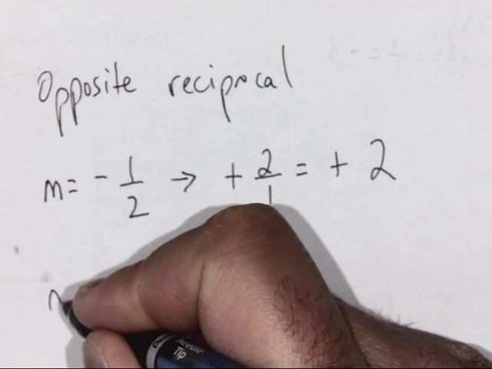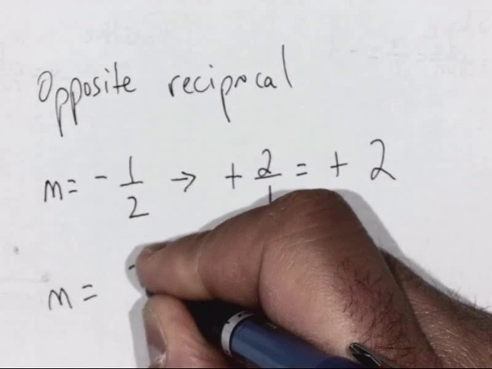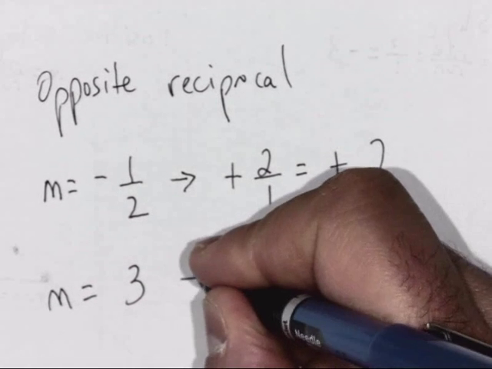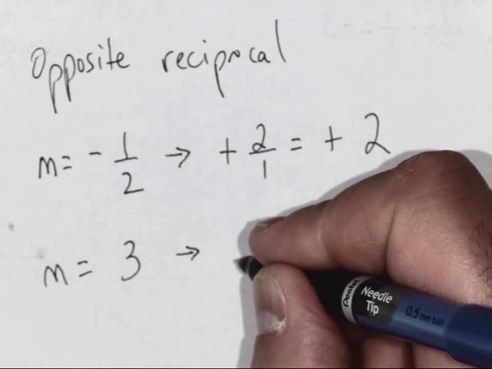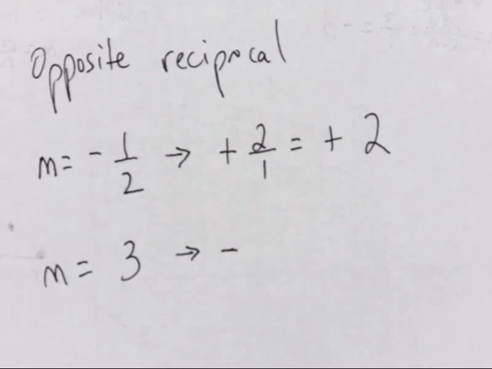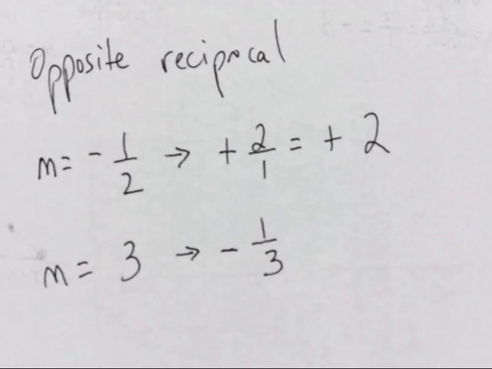Okay, let's just look at another example. Let's say I had a slope of 3. What would be the opposite reciprocal? Well, obviously it would have an opposite sign, so instead of positive it would be negative. And then of course I can write 3 as 3/1, so if I flip that I would get -1/3. So +3 and -1/3 are opposite reciprocals of each other. If one line had a slope of 3 and the other line had a slope of -1/3, they would be what we call perpendicular.